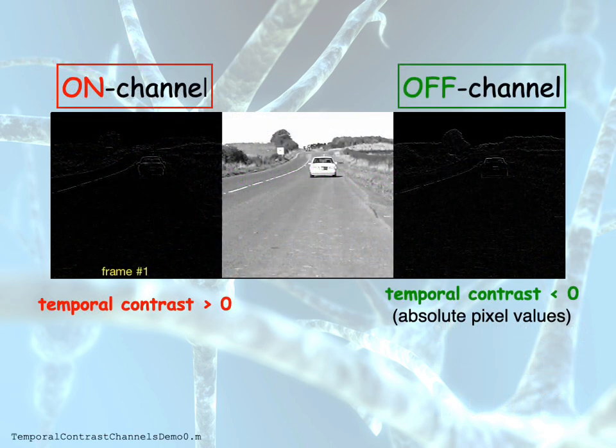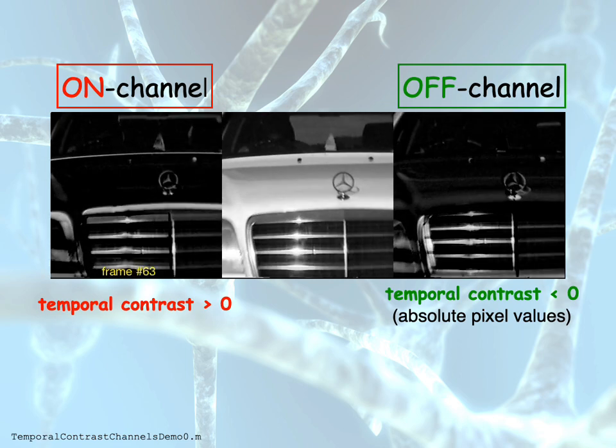Oh, I forgot to show you how the video clip from before looks like with the on channel and the off channel. So here we go. Remember that in the on channel we find the pixels with a temporal contrast greater than 0, and in the off channel we find the pixels with a temporal contrast smaller than 0. But in the off channel we forget about the negative sign so that the actual values in the off channel are positive.